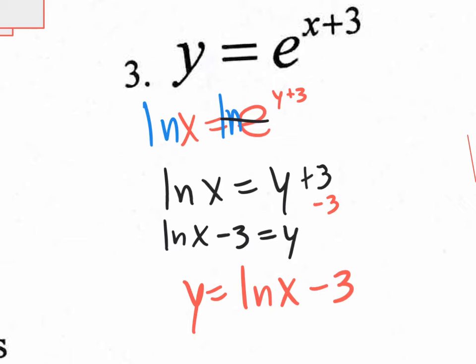Let me ask you this. Is this an h shift or a k shift? It's a k shift, right? If it were an h, it would be inside parentheses with the x. So if I had parentheses around this thing, then yeah, it would be an h shift, but it doesn't have it. So it's just a k shift.